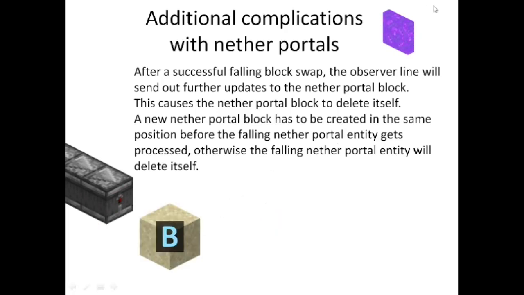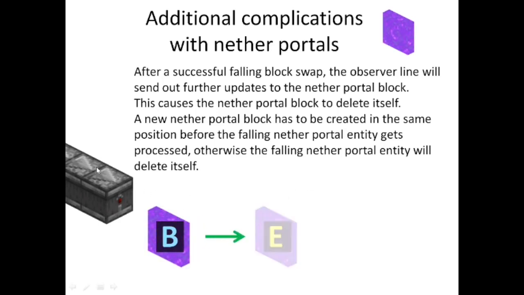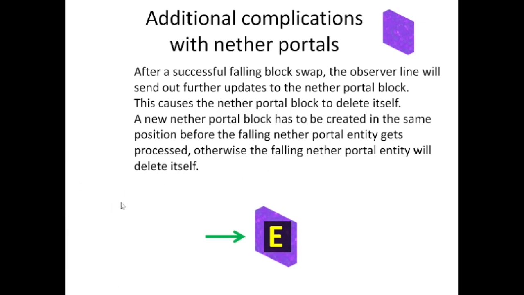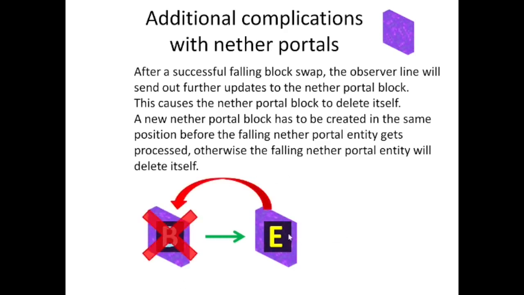So if you want to do falling block swaps with Nether portals, then you first need to do a falling block swap. And after the falling block swap, the observer line will delete the Nether portal. And then you have to remove the observer line from the position. Like, you just need to make sure that it cannot access the position anymore, and relight the portal at the position. And only then does the Nether portal entity actually survive, and you get a falling Nether portal entity.